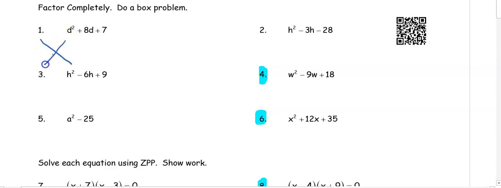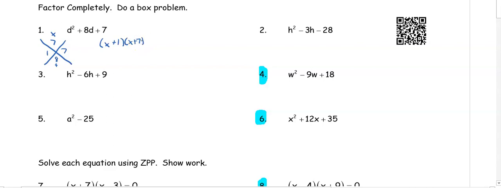Number 1, we want to figure out two numbers that multiply to 7 and add to 8. Well, the only numbers that we know that multiply to 7 are 1 and 7. Those both multiply to 7 and add to 8. So we have x plus 1 times x plus 7.